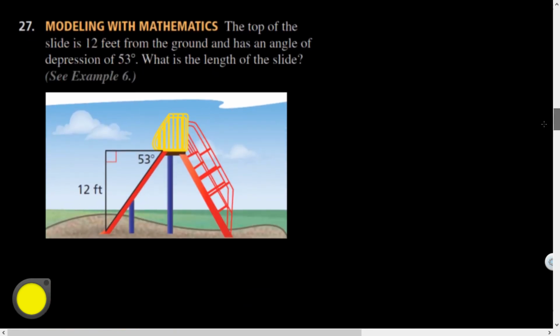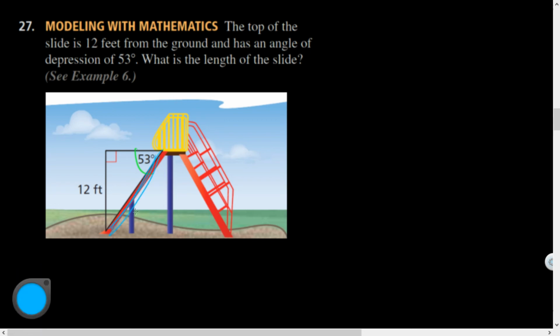Oh, guys, here you go. Question you've been thinking about ever since you were a kid at the playground. The top of the slide is 12 feet from the ground and has an angle of depression of 53 degrees. Okay. The question is, what is the length of the slide?